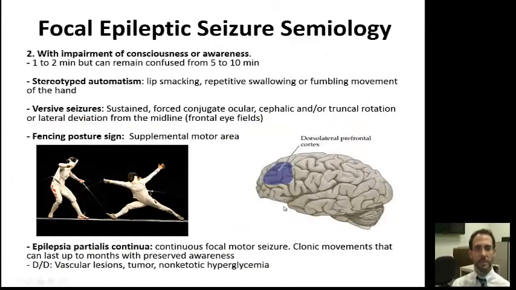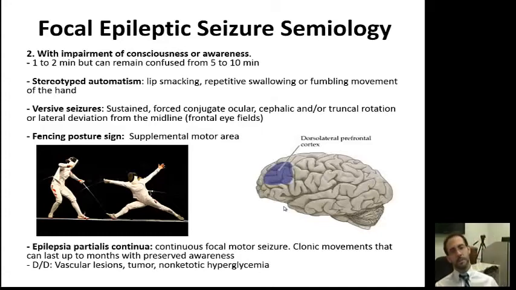Another example is those that are accompanied with impairment of consciousness, and that can last for 1 to 2 minutes, but then the patient will tell you they remain confused for 5 to 10 minutes. Some of those seizures are called stereotyped automatisms, like you can see the patient's lip smacking and repetitive swallowing movement or fumbling movement of the hand.